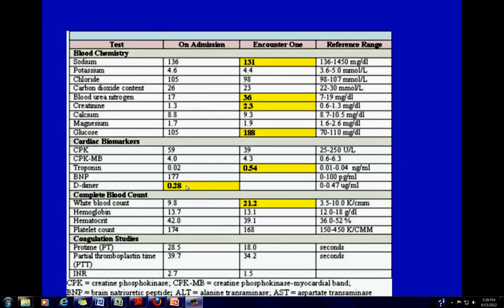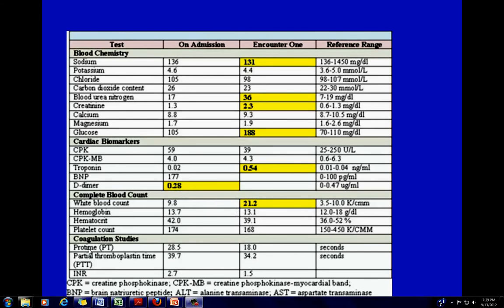So, D-dimer, if the numbers are low, it means that the person is not producing amounts of things that are released when there's clots forming. So if we're saying, gosh, I hope this person isn't forming clots, it would be a good thing to see a low D-dimer. Increased D-dimer means clots are forming and then being broken down.